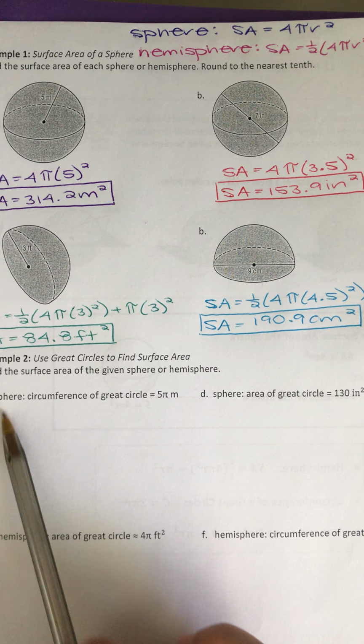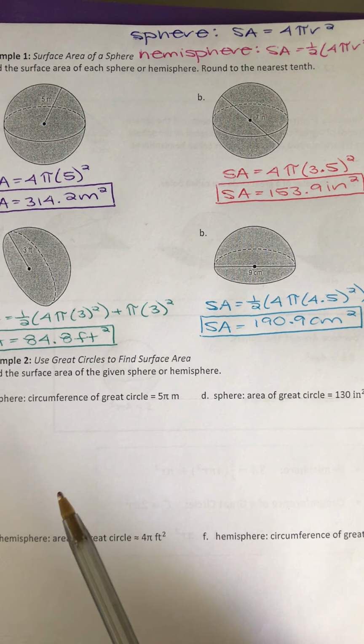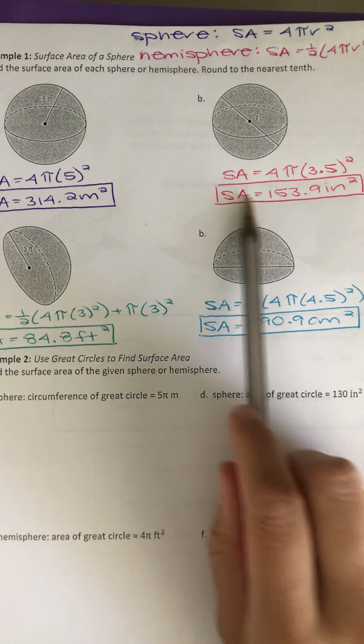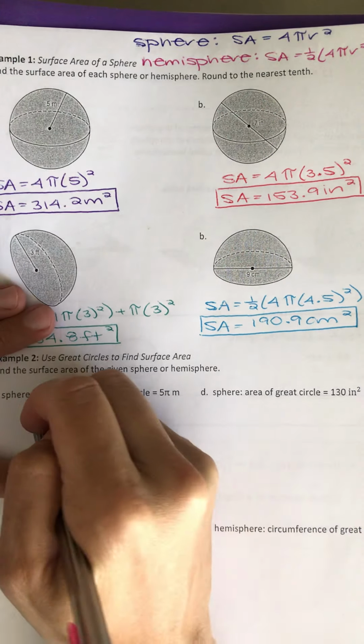So for example 2, it's the same thing. We want to find the surface area of a hemisphere. The only difference is it doesn't tell me what my radius is. So this is going to be a two-part problem. The second part will be like what we did up in example 1. The first part will be using this information here.